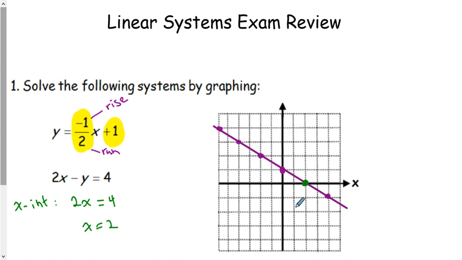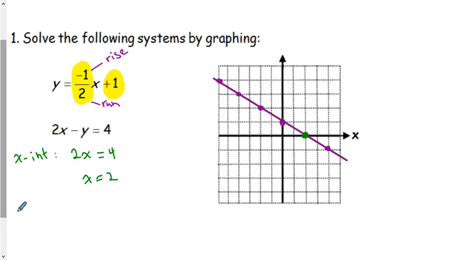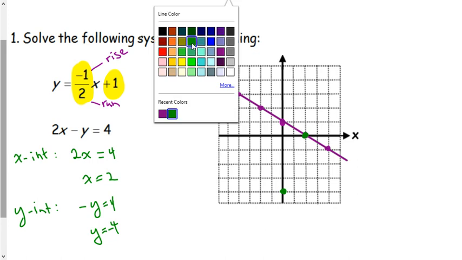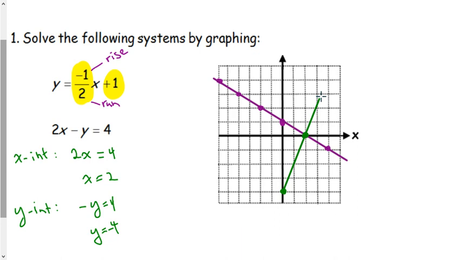Lo and behold, we actually already found our point of intersection. But let's do our y-intercept while we're at it, just so we do the whole thing here. So our y-intercept, how do we do a y-intercept? We're going to set x equal to 0. So that would be 2 times 0 is 0. So we're left with negative y equals 4. So that means y equals negative 4. So that's 1, 2, 3, 4 down here. Okay, so let's actually draw that line on. So our line is going to look like that.